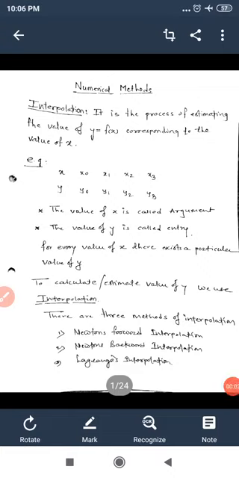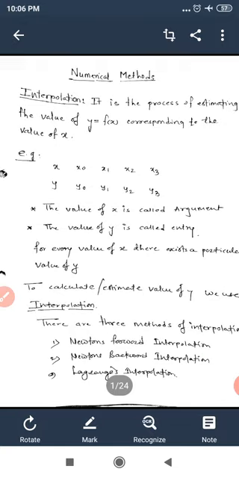Welcome student. In today's lecture we will discuss unit number 3, numerical methods. In numerical methods there are 3 chapters. First is interpolation, second is numerical integration, and third is differentiation.